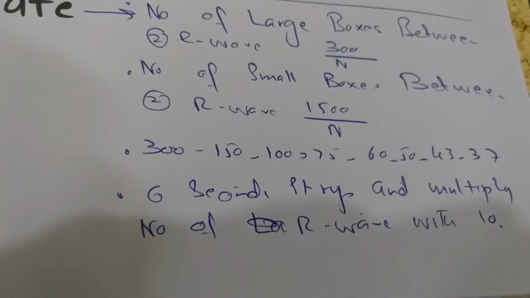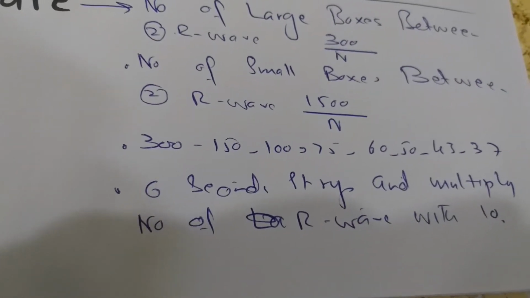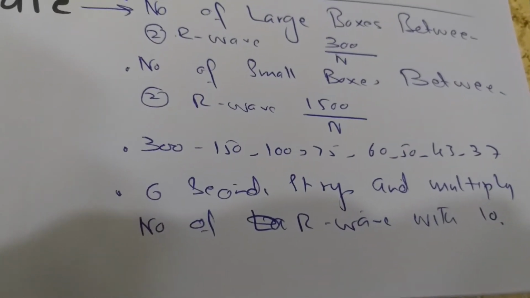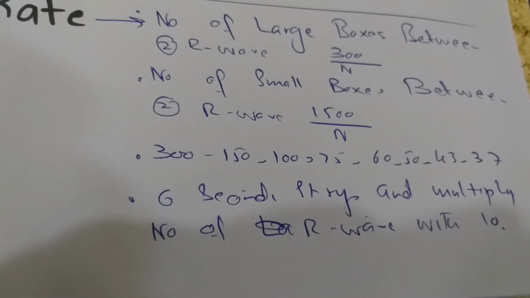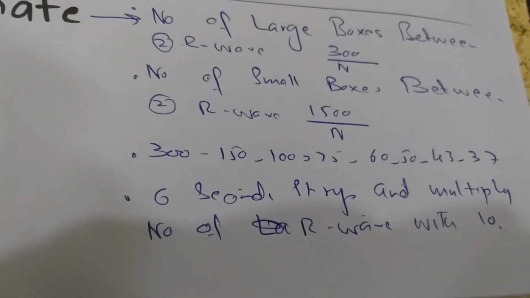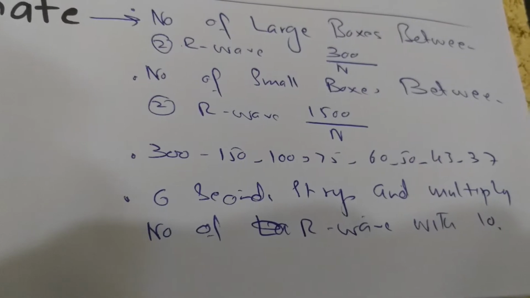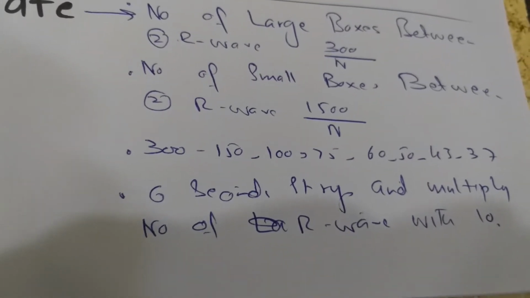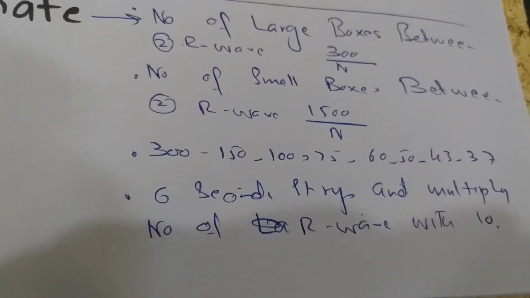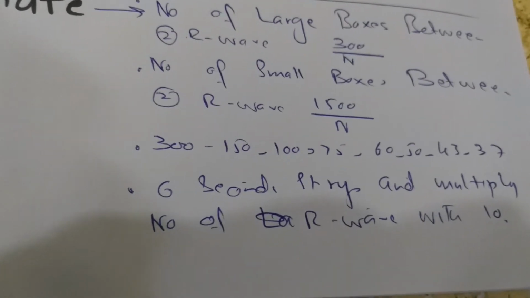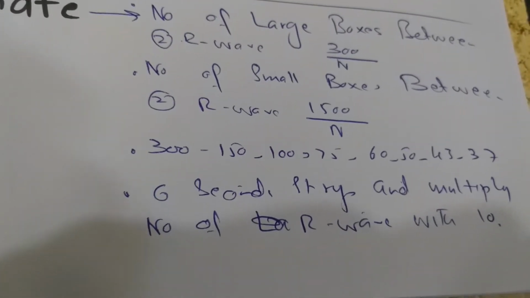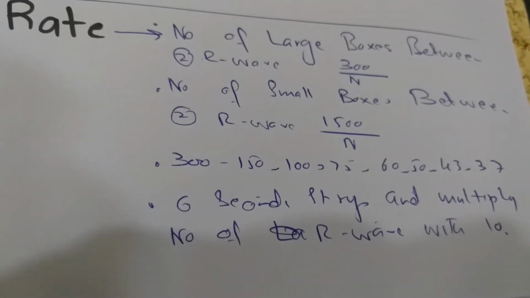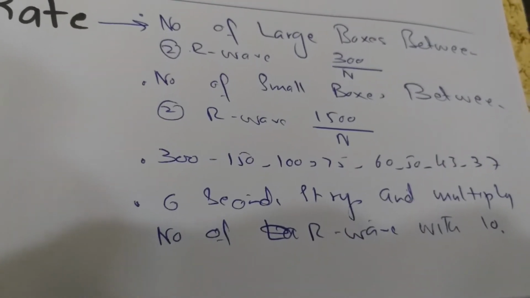The last method of knowing the heart rate is to first identify a 6-second strip on the ECG, then count the number of R waves in that 6-second strip, and multiply that number of R waves by 10. This last method is very useful in cases of atrial fibrillation and complete heart block.